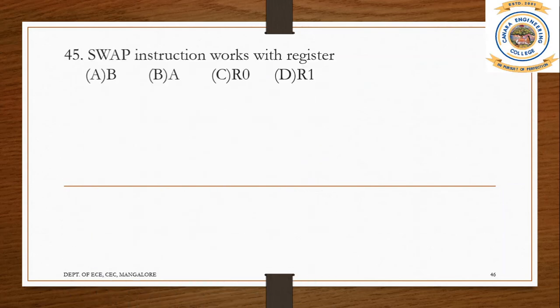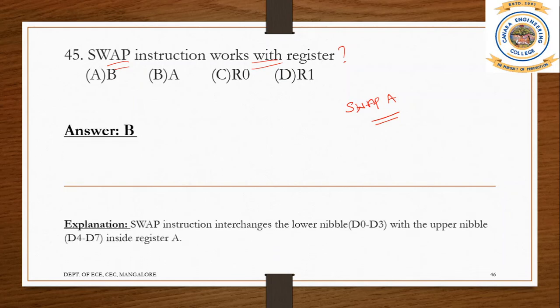Next question is again straightforward. Swap instruction works with which register? It's well known that the swap instruction works only with the A register, the accumulator. So the answer is B. So what does it do? The functionality of swap is it interchanges the lower nibble with the upper nibble, right? Inside.